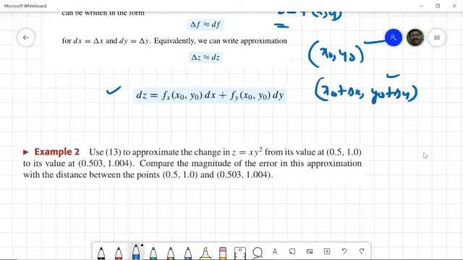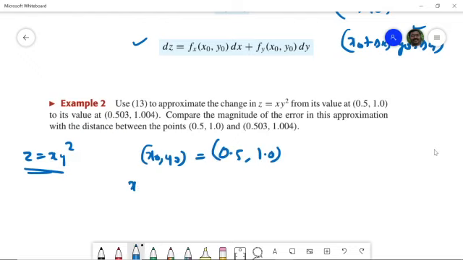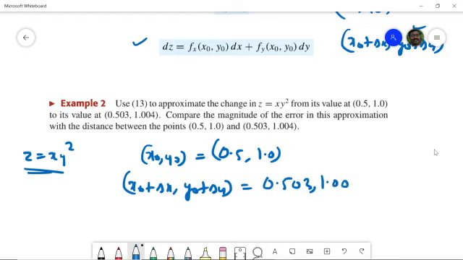Okay, so let us find the approximate change in z. We are taking the function as z is equal to x y square. That is our setting. Please read the question. I have taken my initial point x0, y0 as 0.5, 1.0, and I am changing this point to a new point, x0 plus delta x, y0 plus delta y. The value of the new point is given by 0.503, 1.004.